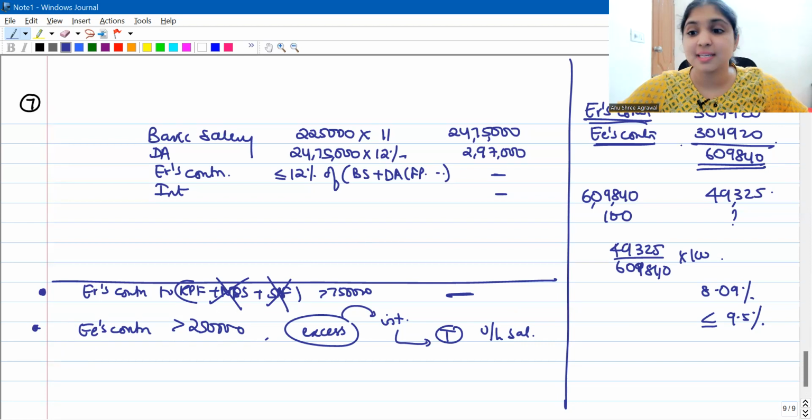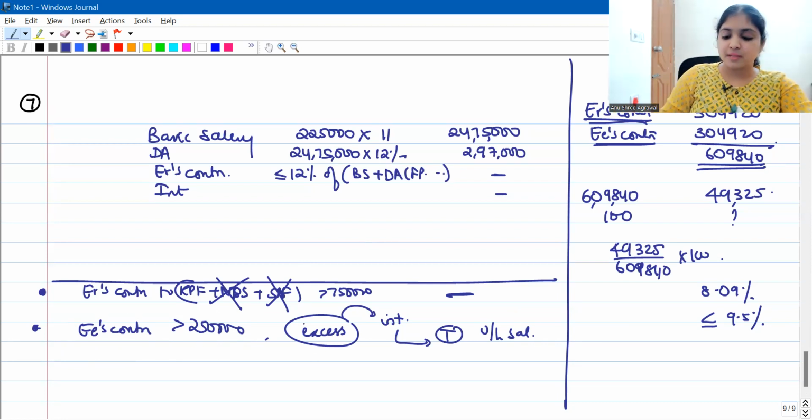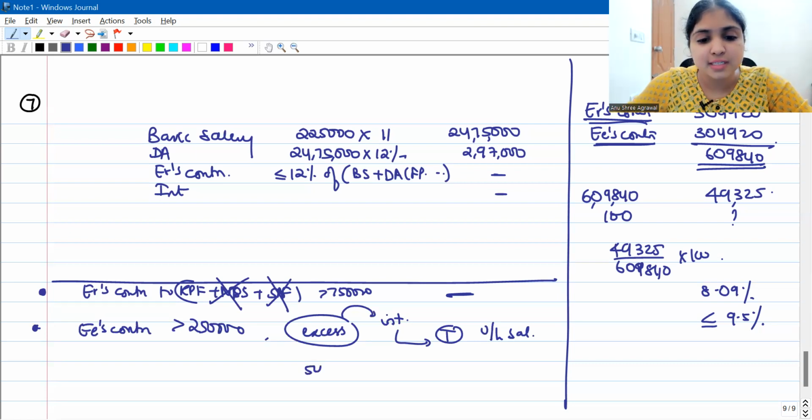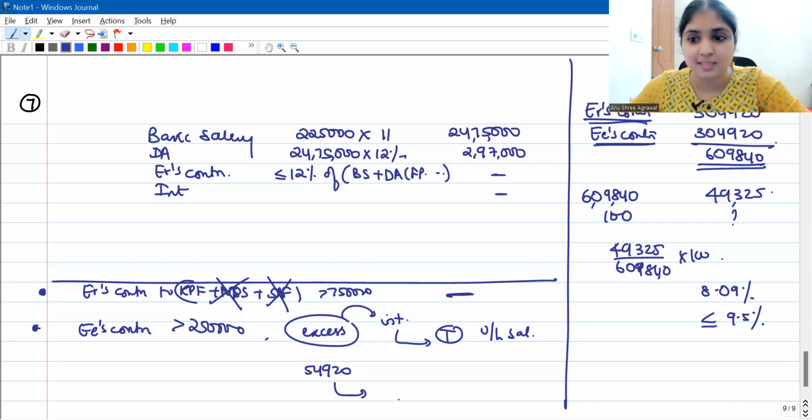Clearly, yes, it is. Employee's contribution is 3,04,920. The employee's contribution is more than 2,50,000. So what is the excess? 3,04,920 minus 2,50,000. The excess is 54,920. On this 54,920, how much interest has my assessee earned? See, my assessee has earned 49,325 interest on 6,09,840.